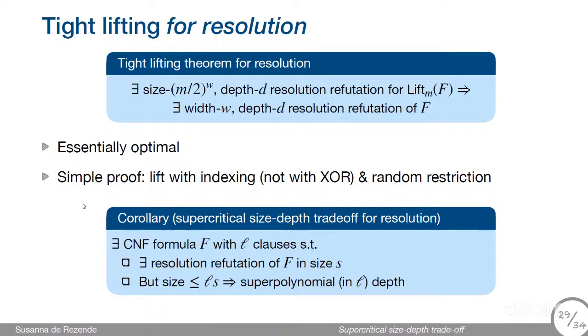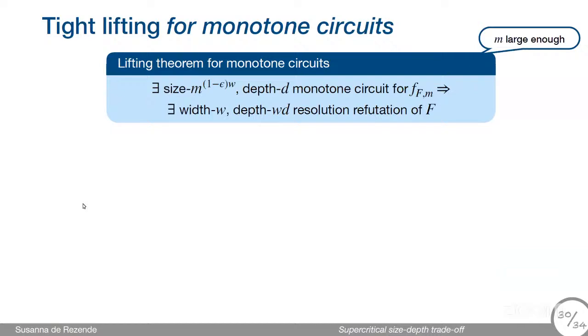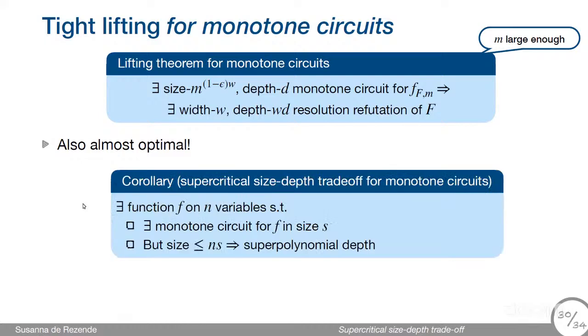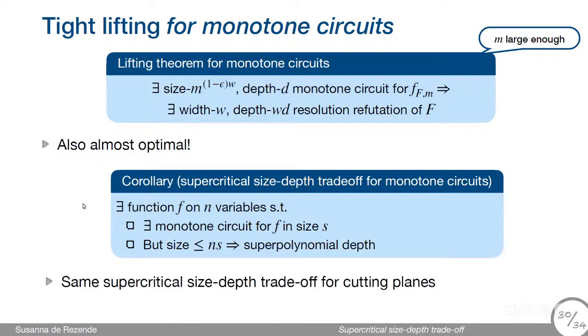But then, okay, we wanted to get this for monotone circuits. This proof is a lot more complicated, so I won't be able to explain more, but just to say that we cannot actually get something which is also close to optimal. So you lose now a factor in the exponent, but it's close to optimal. And then we get the same kind of size depth trade-off for monotone circuits. And the same thing holds for cutting planes. So the same result for monotone circuits, same kind of lifting theorem holds for cutting planes. Okay.